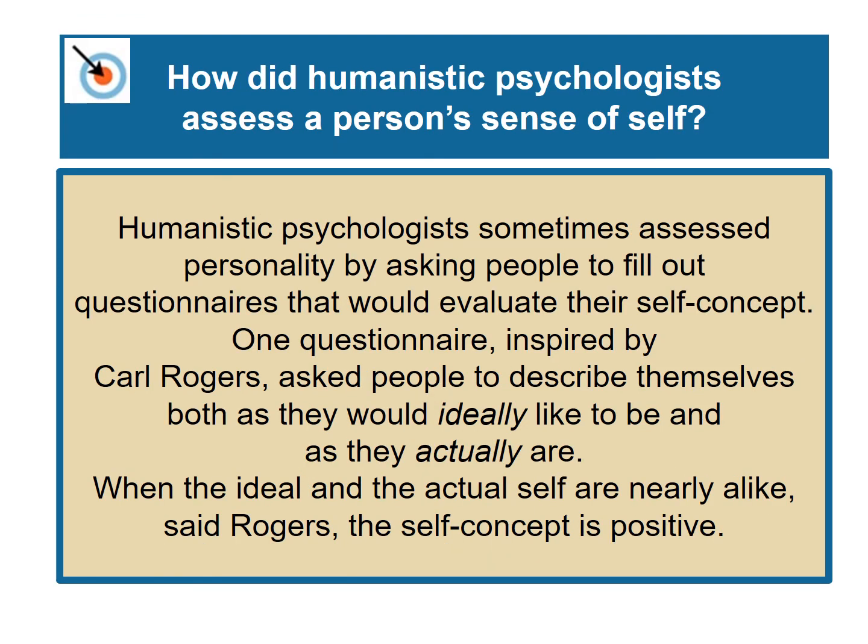How did humanistic psychologists assess a person's sense of self? Humanistic psychologists sometimes assess personality by asking people to fill out questionnaires that would evaluate their self-concept. One questionnaire inspired by Carl Rogers asked people to describe themselves both as they would ideally like to be and as they actually are. When the ideal and the actual self are nearly alike, said Rogers, the self-concept is positive.